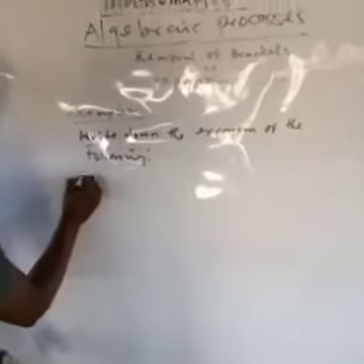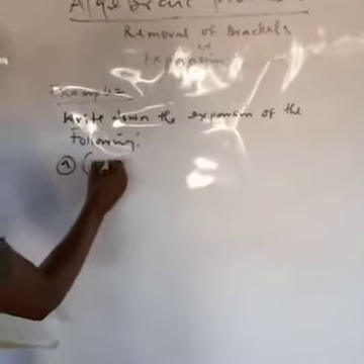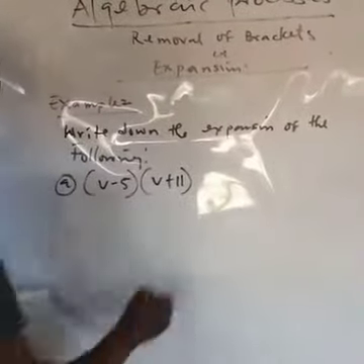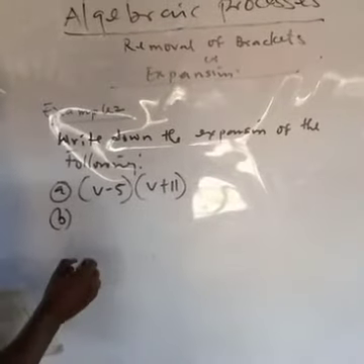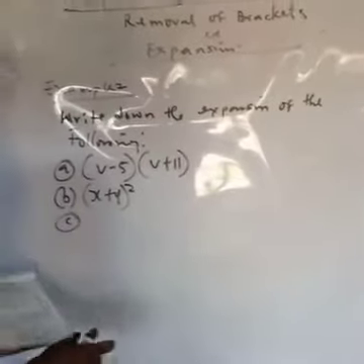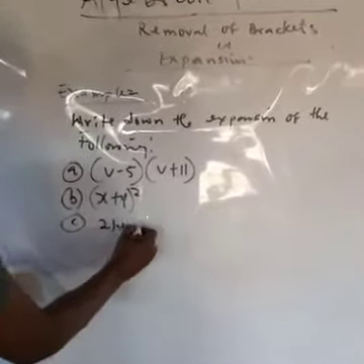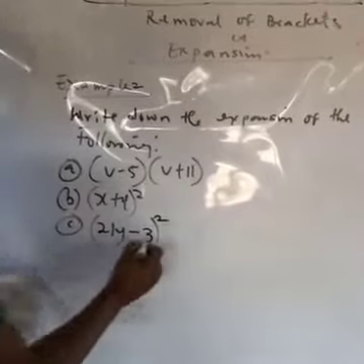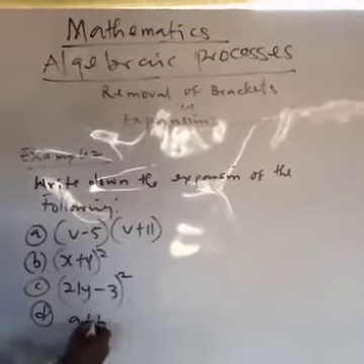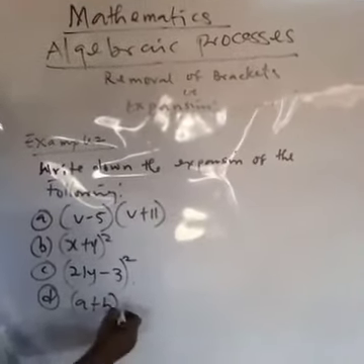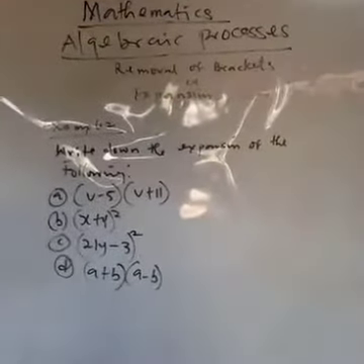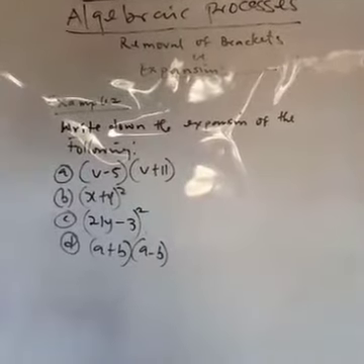A, you have v minus 5 in brackets, v plus 11 in brackets. B, s plus 4 squared. C, 21y minus 3 squared. D, a plus b in brackets, a minus b. So let us quickly tackle these questions.